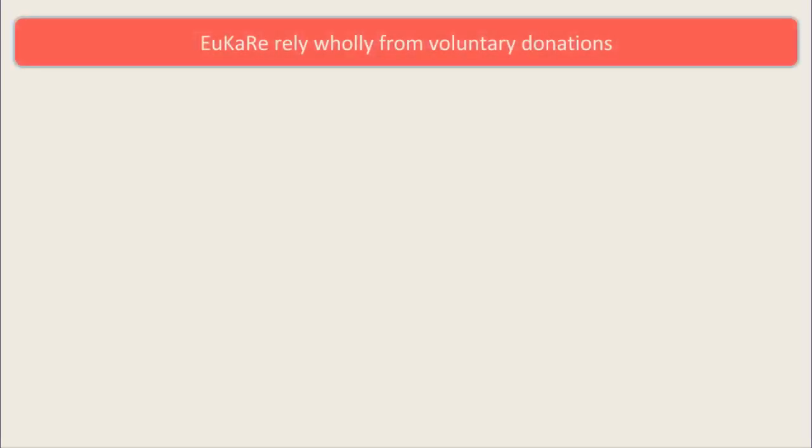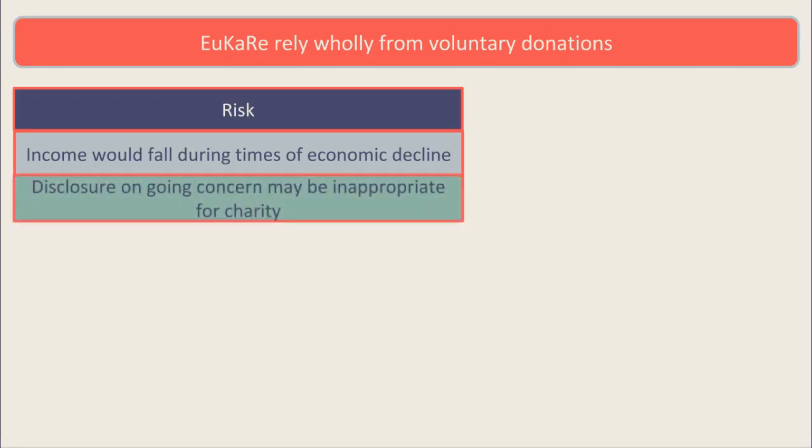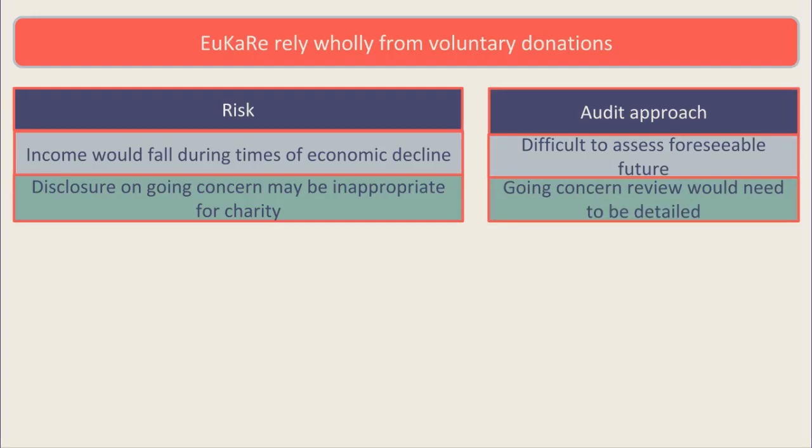Setting up our 2 columns, let's break down the first inherent risk identified. EUKARE rely wholly on voluntary donations. There is a risk that income would fall during times of economic decline, which could affect disclosure requirements in the financial statements. Disclosure on going concern may be inappropriate for the charity. In terms of the audit approach, this makes it difficult to assess their foreseeable future, as it depends on what others are likely to give to this and any other charity. Going concern review would need to be detailed and quite difficult to conclude.